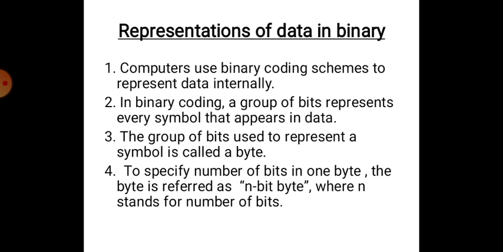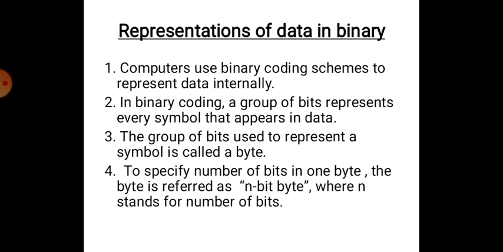Now we'll go to representation of data in binary computers. Point number 1. Computers use binary coding scheme to represent data internally. In binary coding, a group of bits represent every symbol that appears in the data. Students, we have earlier understood that in computers we use binary codes because binary codes have two symbols, that is 0 and 1. Hence many computer devices exist in two states, either on or off. So that is why binary coding scheme is very relevant.